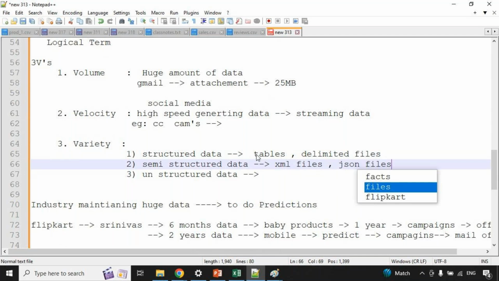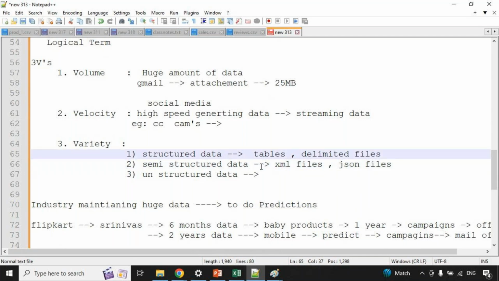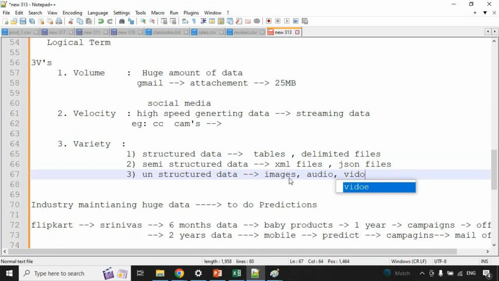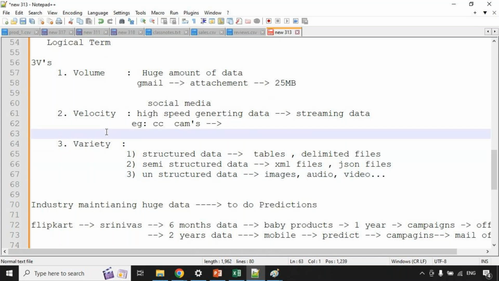Guys, for some freshers or non-IT people, this terminology may be new to you. In the coming classes, you will understand. Unstructured data is images, audio files, video files. Those are all unstructured data. So this is about the different characteristics of the data.